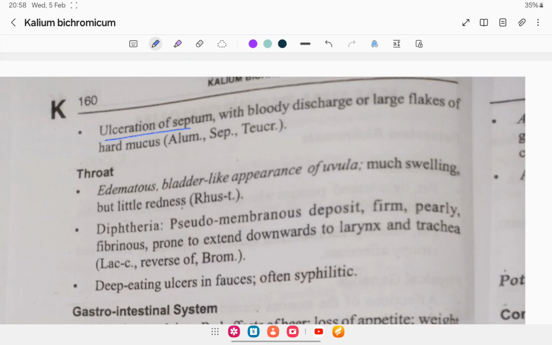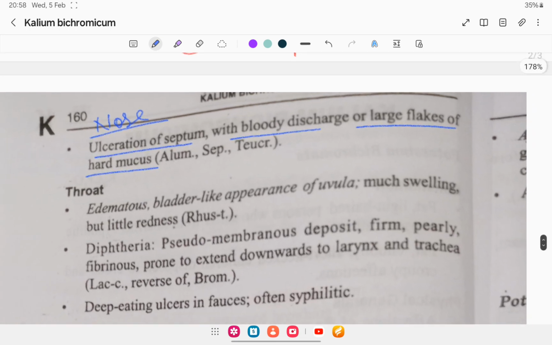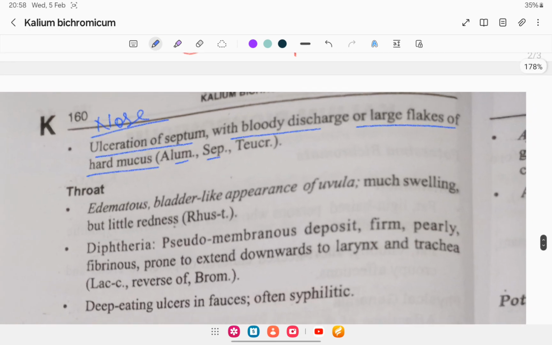Next point, ulceration of septum. About nose: ulceration of septum with bloody discharge or large flakes of hard mucus, as in Alumina, Sepia. Discharge is bloody, tough, ropey, stringy. Discharge of plugs, clinkers, or large flakes of hard mucus.